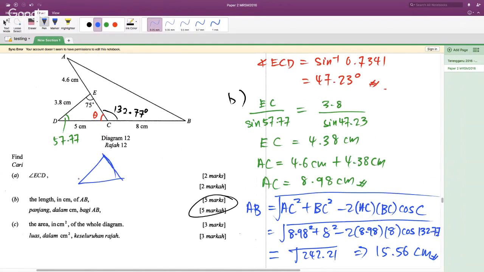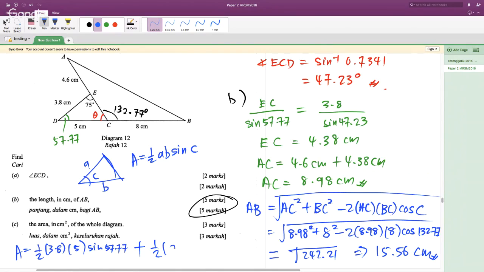Let's say this is a triangle. This is A, B, this is C. So I always use area equals half AB sine C. I will do this one for both. Okay, so for the small one first, I will say half A, I will assume A is 3.8, B is 5, and then sine 57.77.